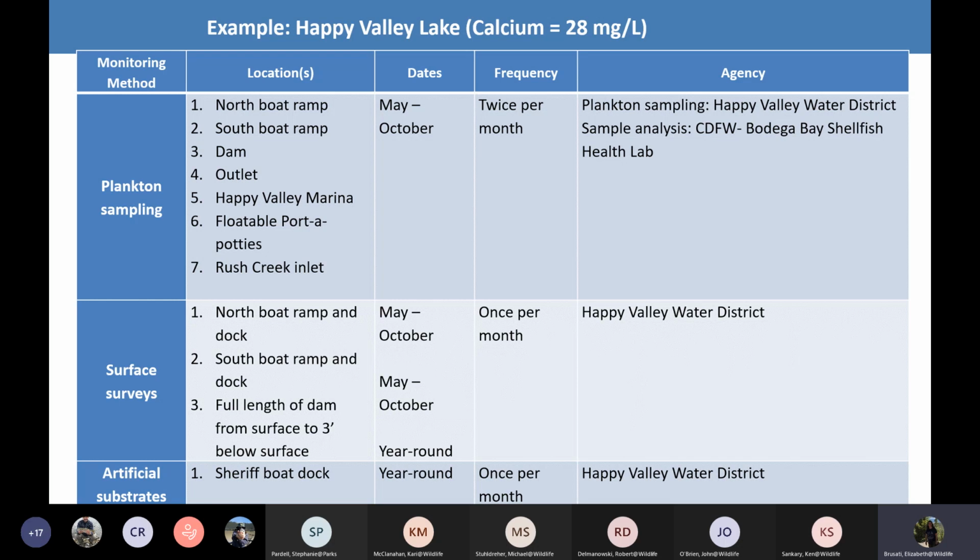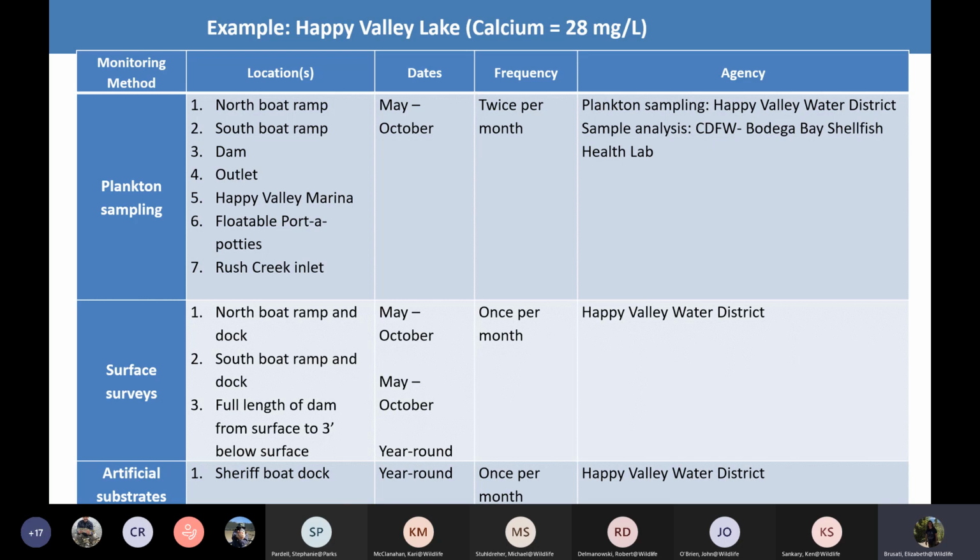For the plankton sampling, they're listing the locations they're going to do the sampling. So 2 different boat ramps, dam, an outlet, a marina, near their porta potties, and near the inlet of a creek. They're saying May through October are the dates when the water temperature is likely going to be appropriate for plankton sampling, but you do want to check the temperature each month to make sure of that. These will be done twice per month, and the sampling will be done by the Happy Valley Water District.